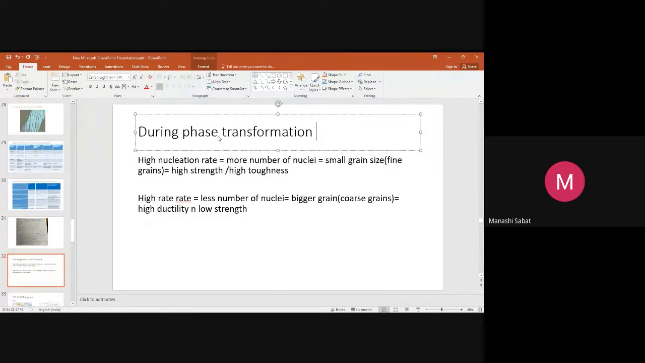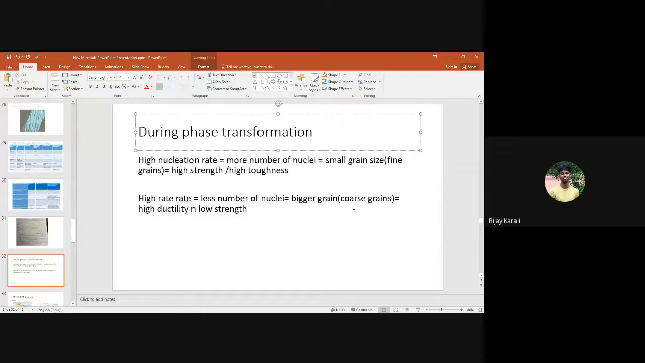So if more grains are there, that means the grain size is less. So it is small grain. Small grains means more grain boundaries. More grain boundaries means more obstacles. More obstacles means more strength, because dislocation cannot move. Now you got the point? Yes, sir, the same thing I have told you. That I agree.